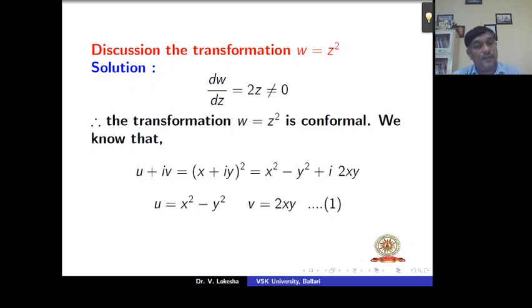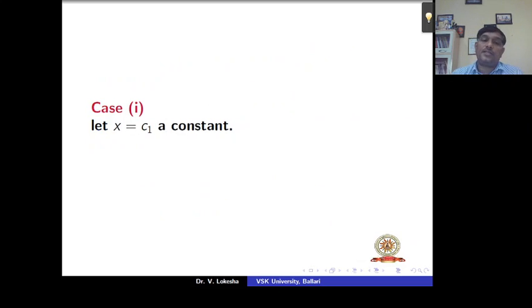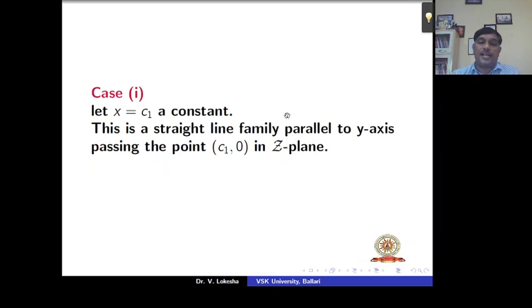Now, in the previous example, I explained x and y in terms of u and v. Here u and v are in terms of x and y, and you can transform x and y in terms of u and v. First, let us take the standard one. Let x is equal to c1, a constant. It is a straight line family parallel to the y-axis passing through the point c1 comma 0 in the z plane.